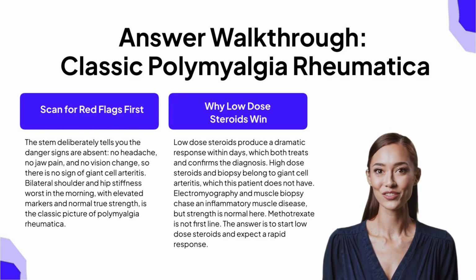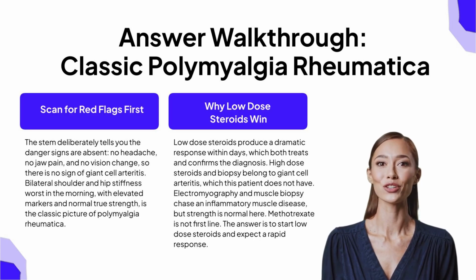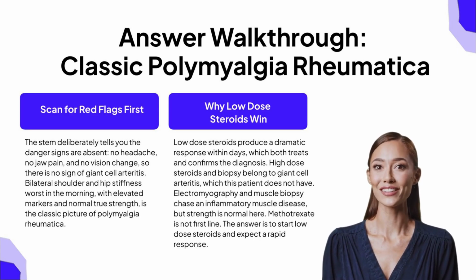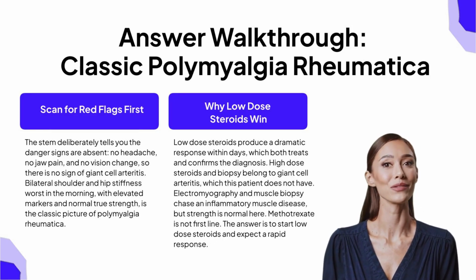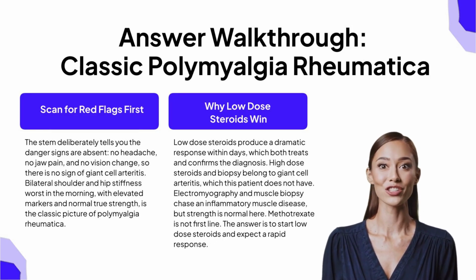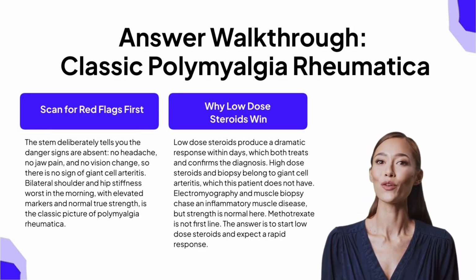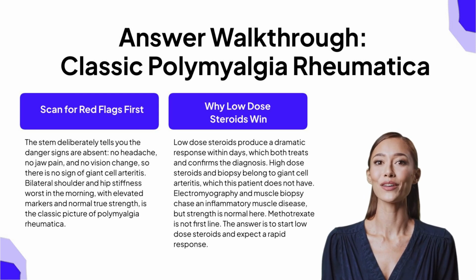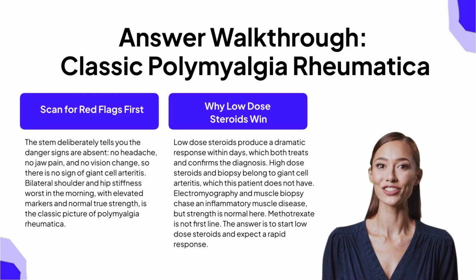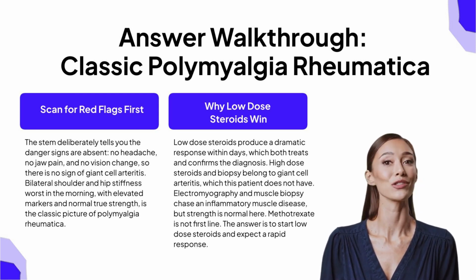Now, why do low-dose steroids win? Because they produce a dramatic response within days, which both treats the disease and confirms the diagnosis. High-dose steroids and a temporal artery biopsy belong to giant cell arteritis, which this patient does not have. Electromyography and muscle biopsy chase an inflammatory muscle disease, but here the strength is normal. Methotrexate is not first line. The correct answer is to start low-dose steroids and expect a rapid response.